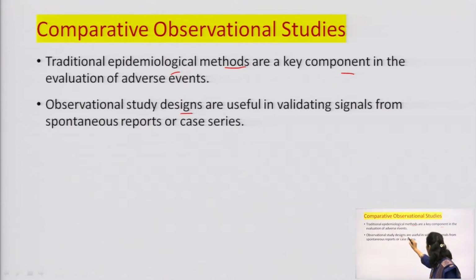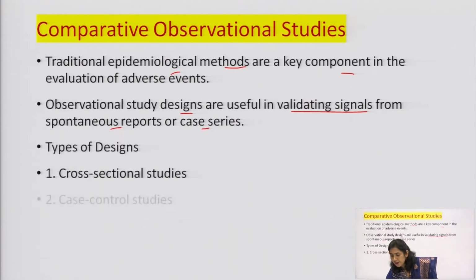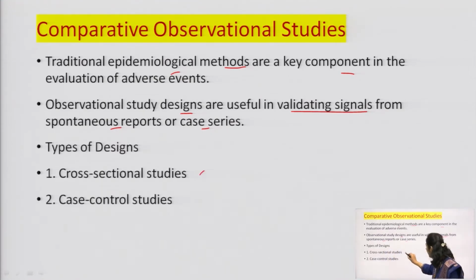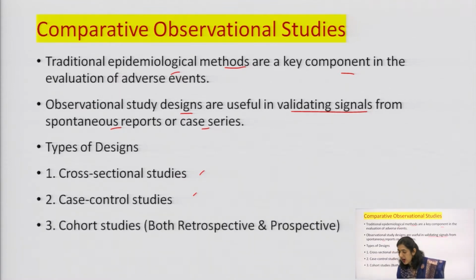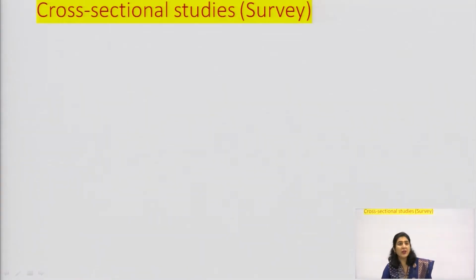Observation study designs are useful in validating the signals from spontaneous reports or case series. As I have told in the last lectures, last videos, spontaneous reports, case reports and case series were helping in hypothesis generation. So, observation studies will help in hypothesis testing. Now, there are different types of designs. We have cross-sectional studies, case control studies, and the third one is cohort studies, which include retrospective as well as prospective cohort studies. So, let us start with a cross-sectional study.